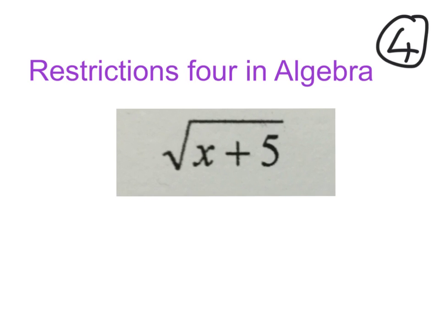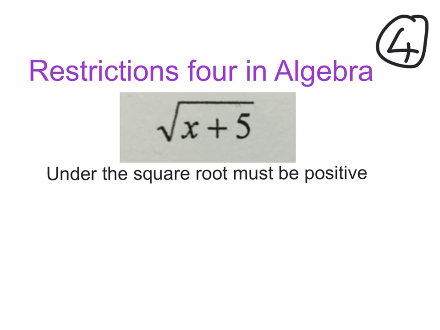Good day. This is the fourth video on restrictions. That's why it's called restrictions 4 in algebra. And this applies to when we have square roots with a variable under the square root. Then the following rule will apply. And the restriction is that under the square root must be positive.